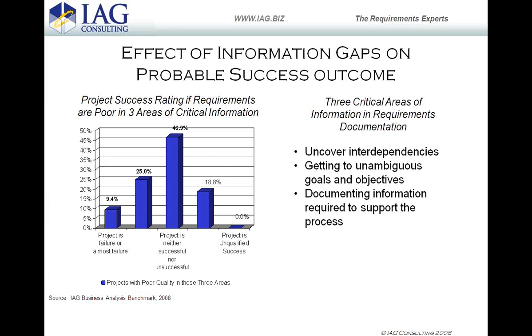So let's look at the impact. If we have a requirements document template, all right, or requirements that are done on a project that are weak in three critical areas: uncovering interdependencies, getting unambiguous goals and objectives, and documenting the information required to support the process. If it's weak in those three areas, what you'll get from research that we did on the business analysis benchmark is a success ratio that looks like the blue chart there. So you basically ratcheted yourself into an 18.8% probability of success on a project.